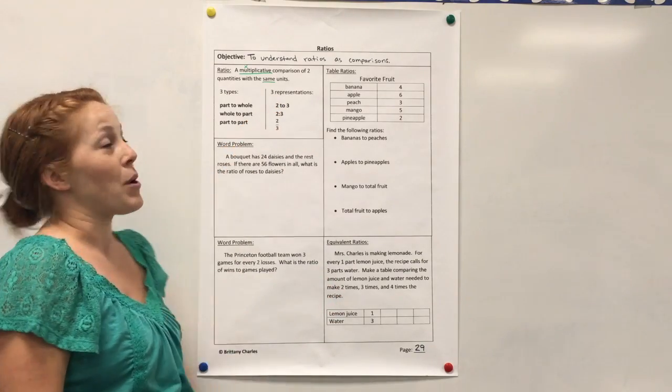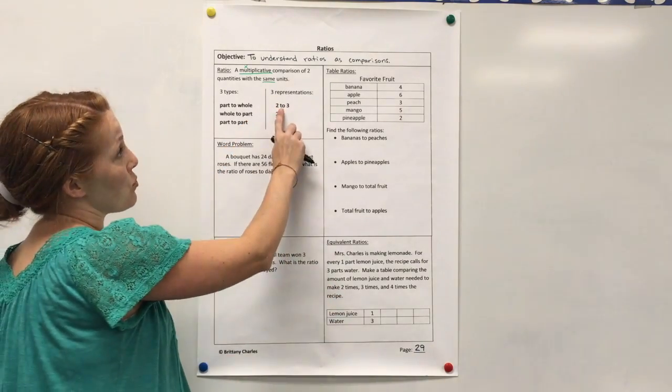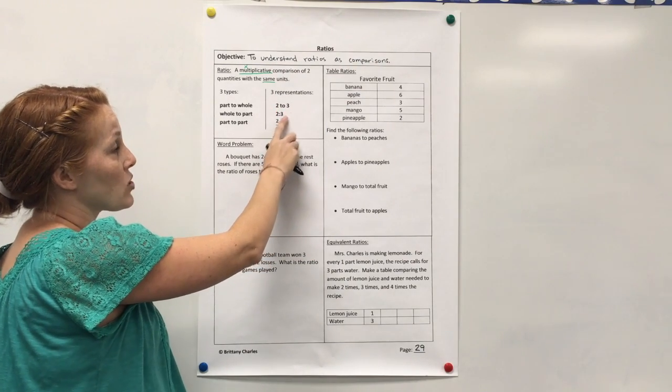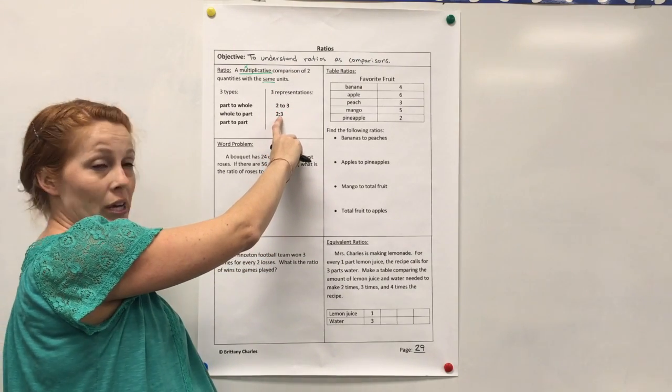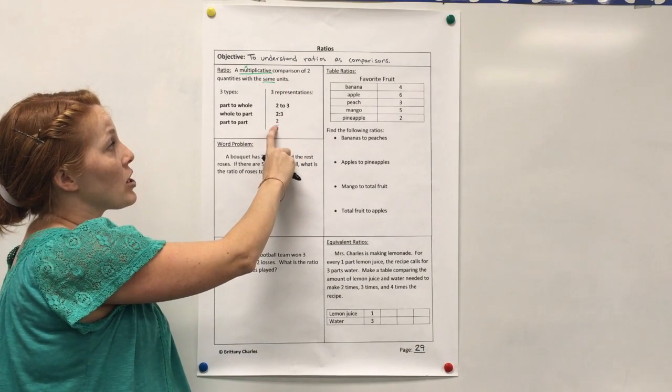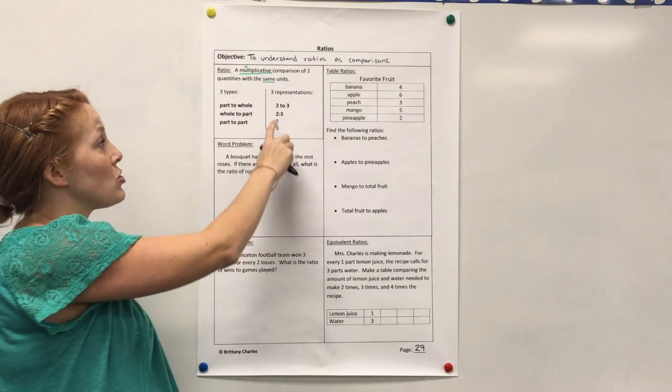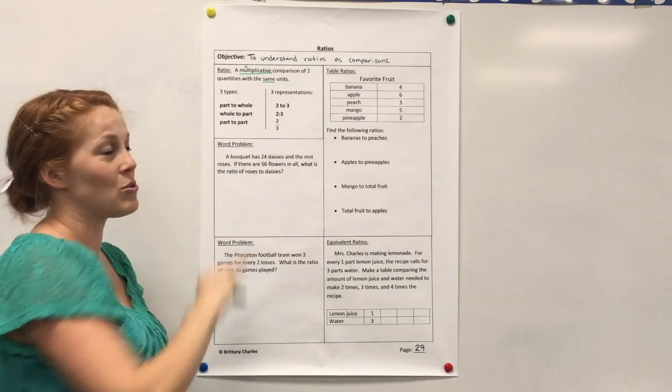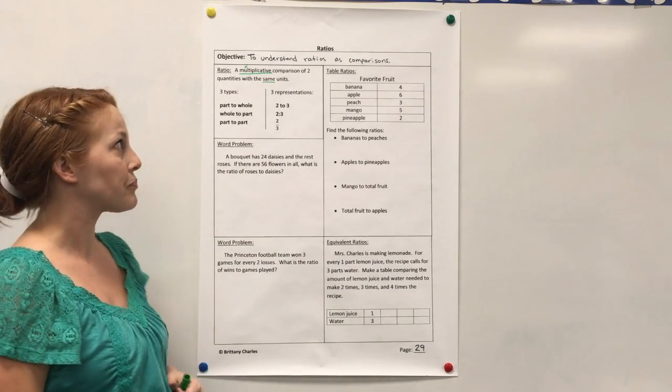And there are three ways to represent ratios. One is with the word to, so 2 to 3. You could also do that with a colon, 2:3, or with a fraction bar, 2/3. Either way, you would say them all "2 to 3."